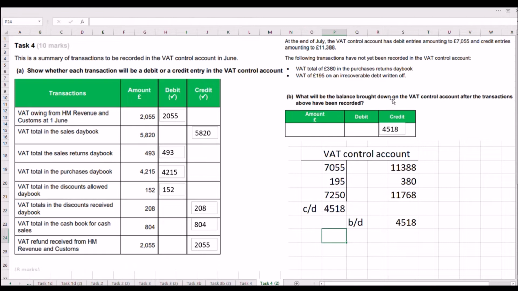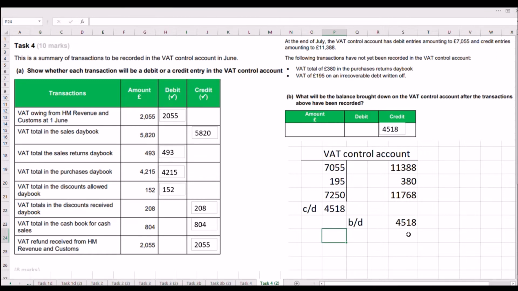So they've gone balance brought down rather than carried down in here. Carried down would be debit, but brought down is credit in there. If they put in the month and day, let's say it was October, and what would be the balance on the 31st of October, it would be the carried down figure. And if it was the 1st of November, it would be the brought down figure. So that is the VAT control account question and the different ways that it could have gone in terms of trying to get this answer here.